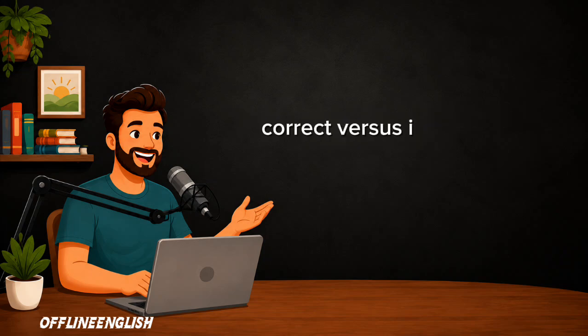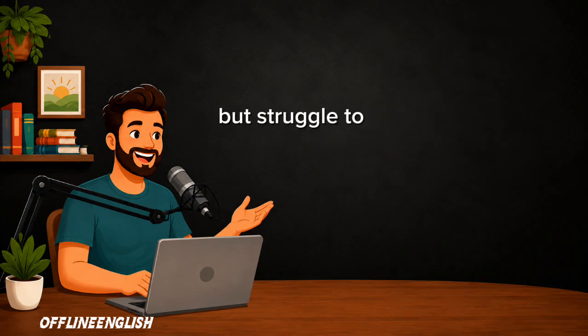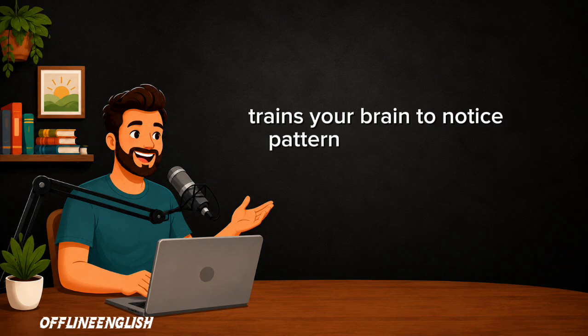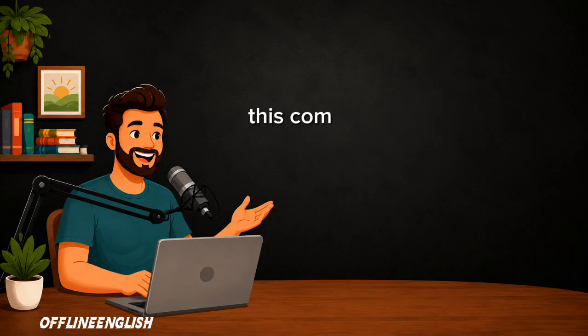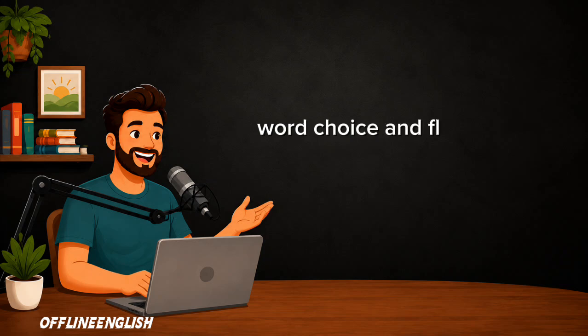Correct versus incorrect. Understanding the difference between correct and incorrect English develops accuracy and confidence. Many learners recognize grammar rules but struggle to apply them while speaking. Comparing incorrect sentences with natural ones trains your brain to notice patterns automatically. This comparison improves sentence structure, word choice, and fluency.